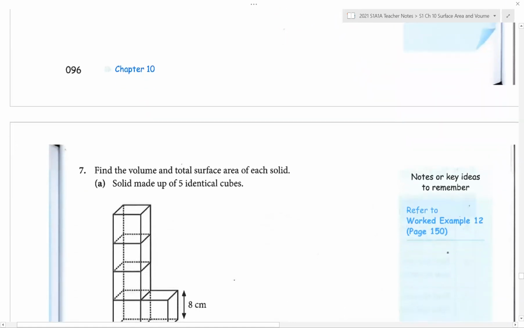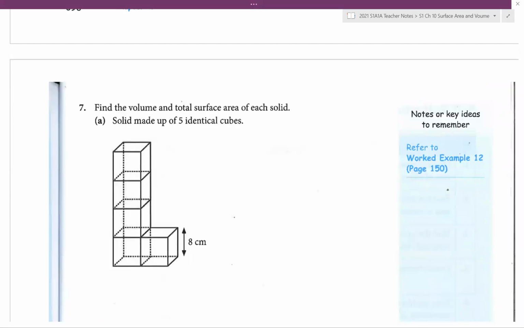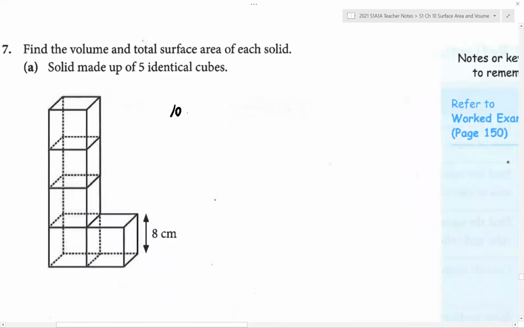Question 7a. Find the volume and the total surface area of each of these solids. The first one, the solid is made of 5 identical cubes. Let's start with the volume. So how many cubes can you see? Count. Nazreen, how many cubes are there? 5. What is the volume for 1 cube? Nazreen. 1 cube.